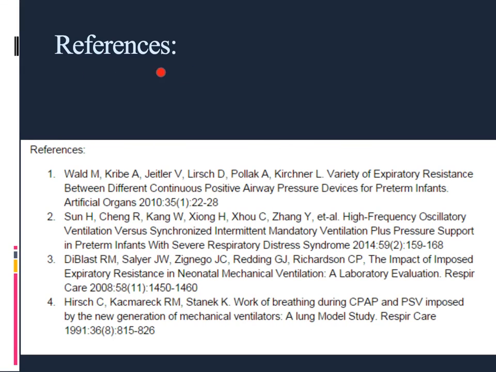So if you'd like to look into this a little bit closer, I've included a list of references here. Here's Wald's study, and there's some others that you could look at here to compare and to do a little bit more background reading on this. I do believe that respiratory therapists should be experts in all aspects of mechanical ventilation, and by exploring these details of patient-ventilator interactions, we can make sure that we understand how to best optimize and utilize the equipment we have available to us.